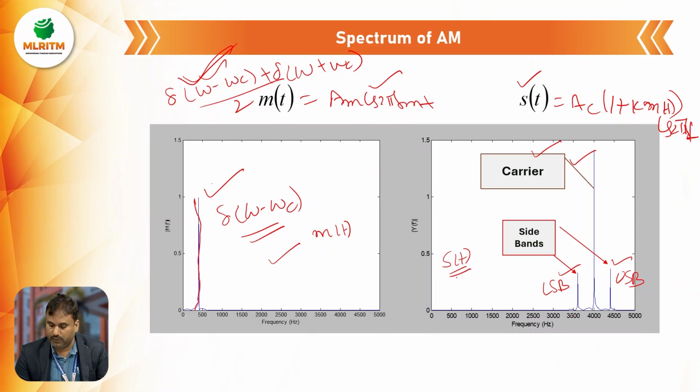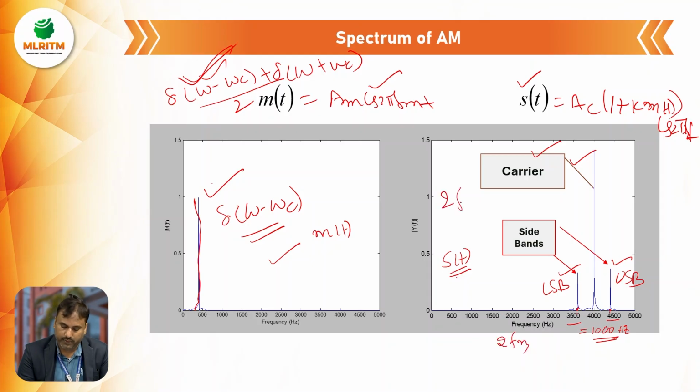For example, 3500 is the lower sideband, 4500 is the upper sideband, and 4000 is the carrier frequency. When taking the bandwidth calculation, upper sideband minus lower sideband means 4500 minus 3500, which gives 1000 hertz. 1000 hertz is the bandwidth of the modulated AM signal. It is also given by the mathematical expression 2 into fm.